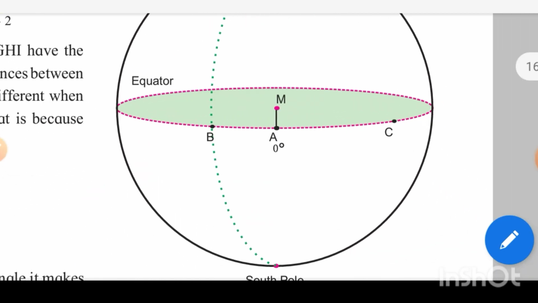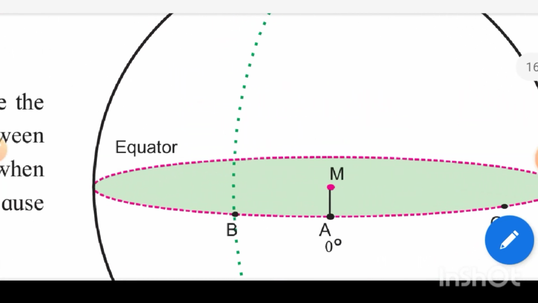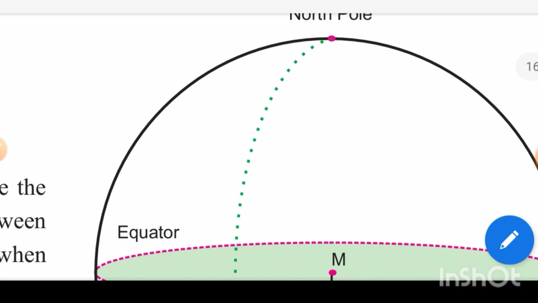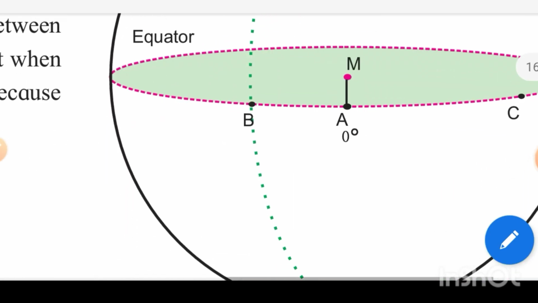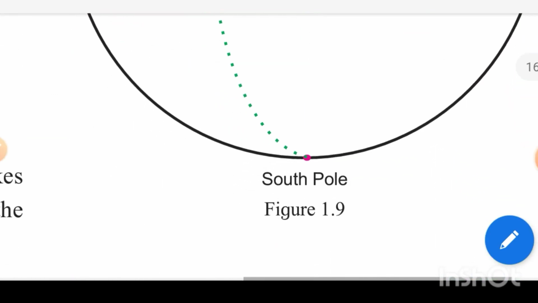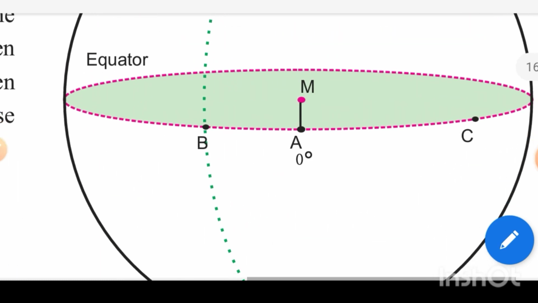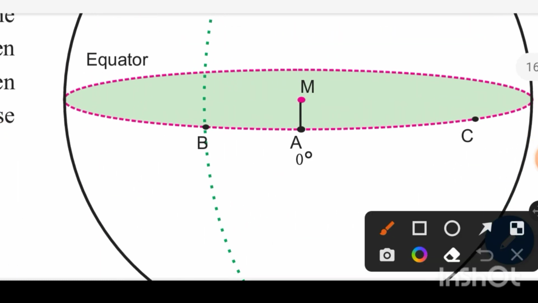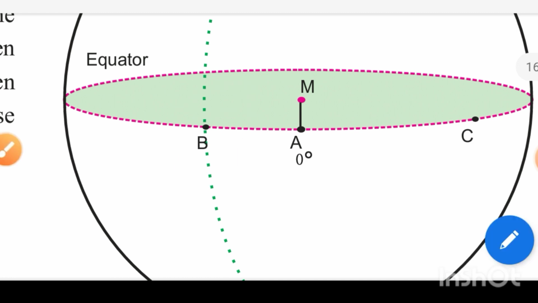But do you know what a semicircle is? Okay, these green dots which you can see here join from north till south pole and pass through the letter B. So this is called a semicircle.